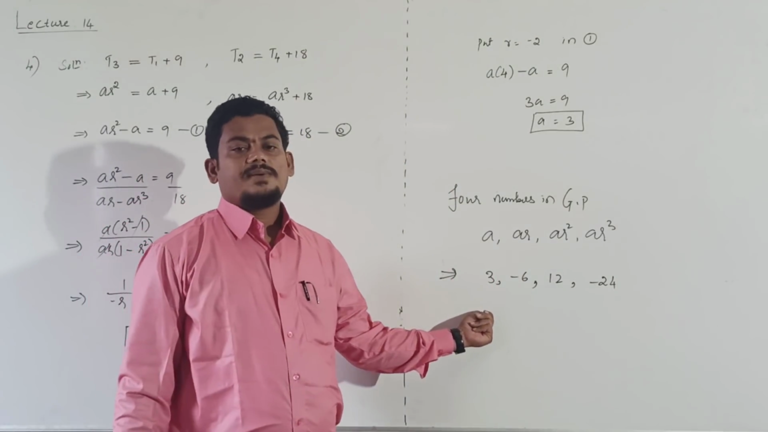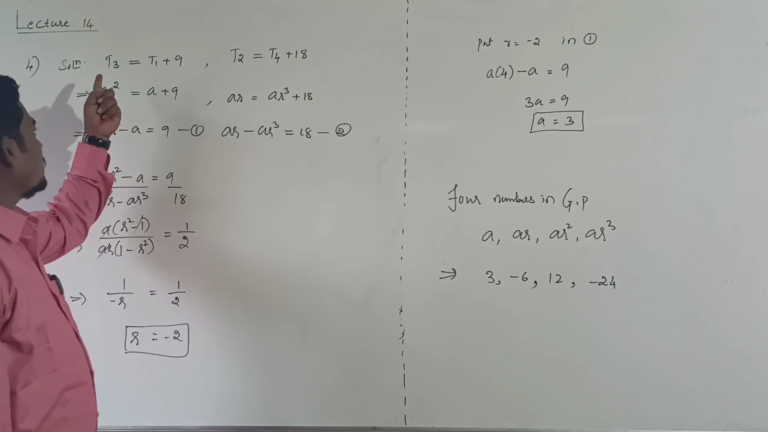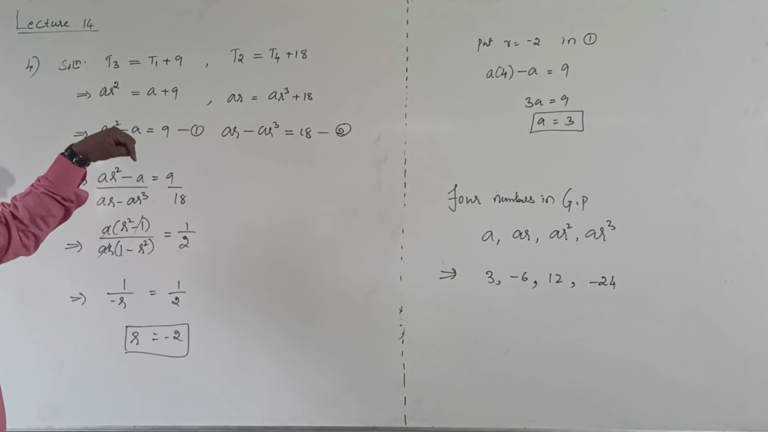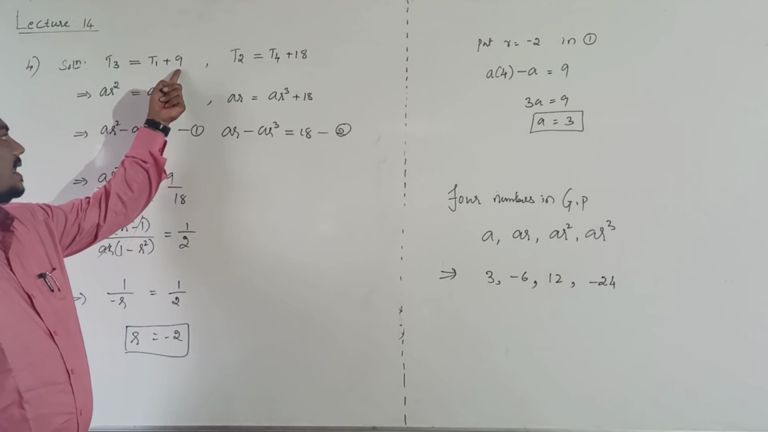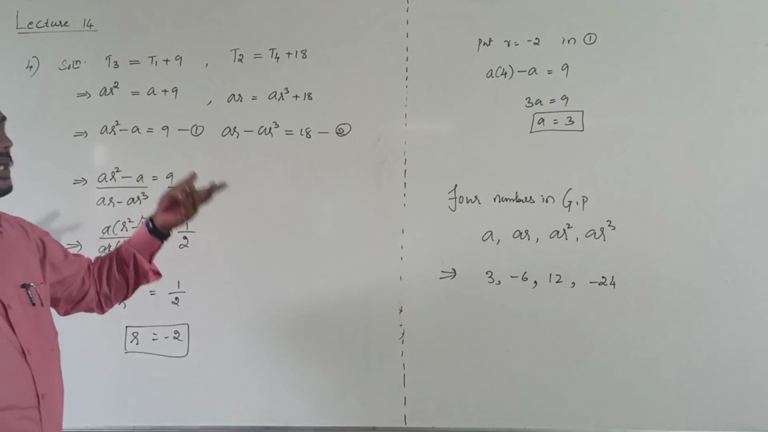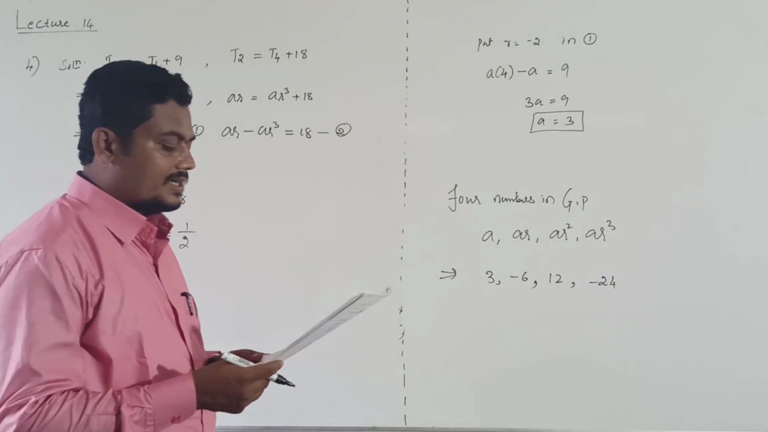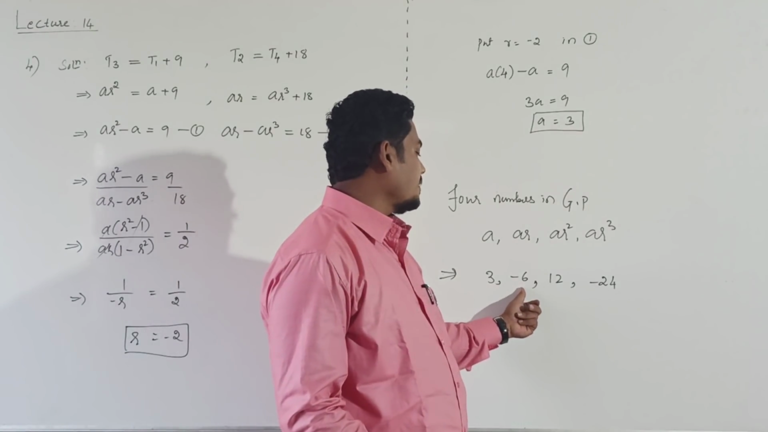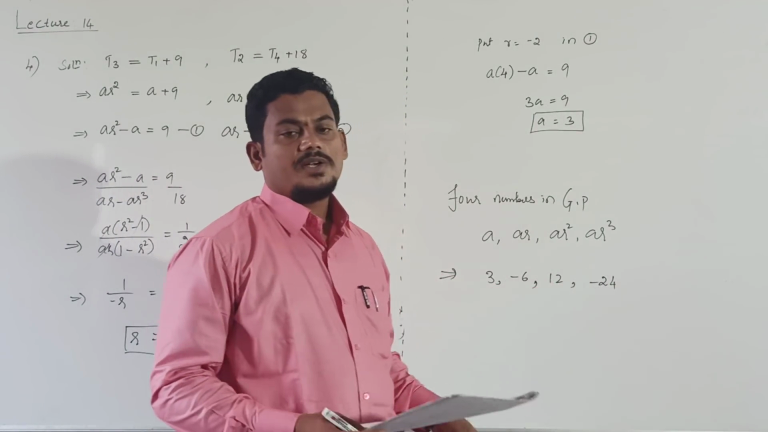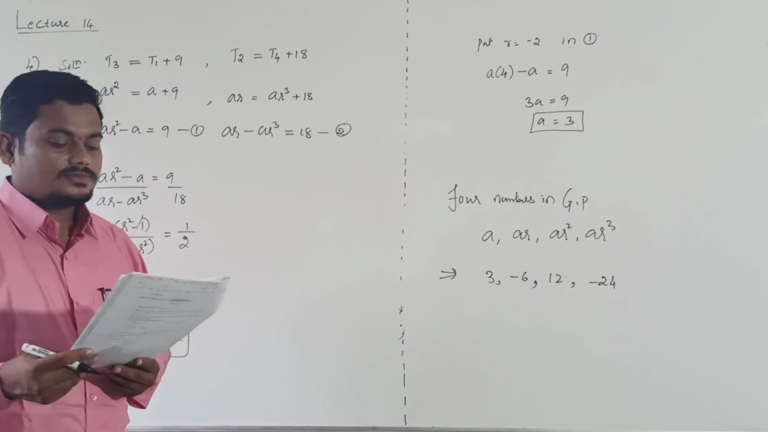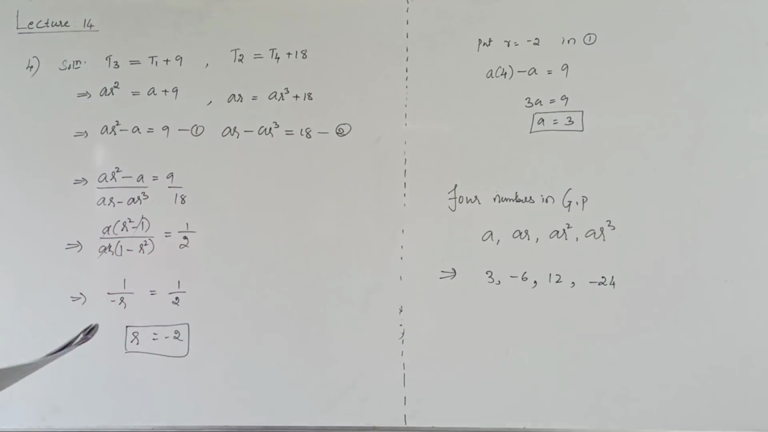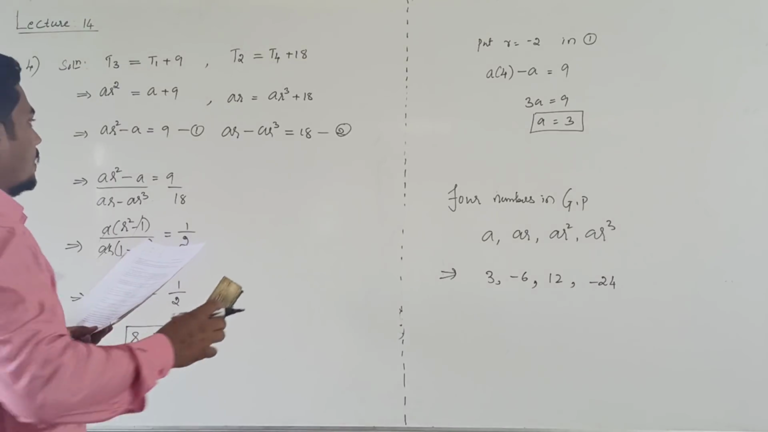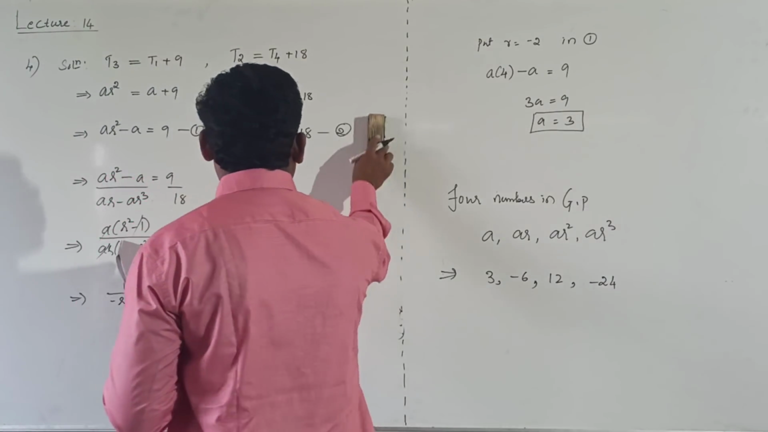Four numbers in GP where the third term is greater than the first term by 9 and the second term is greater than the fourth term by 18. Then the 4 numbers are 3, minus 6, 12, minus 24. These are the 4 numbers. Next question.